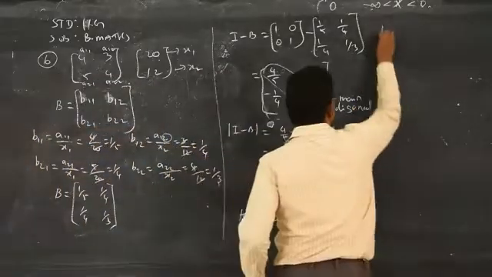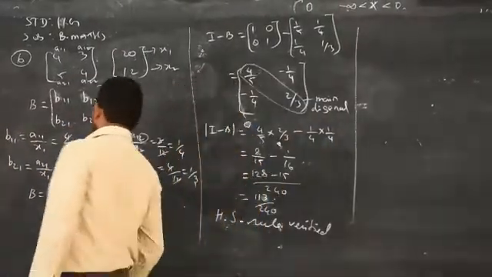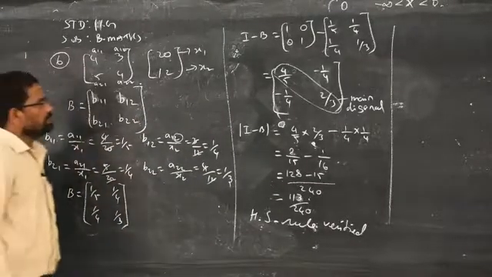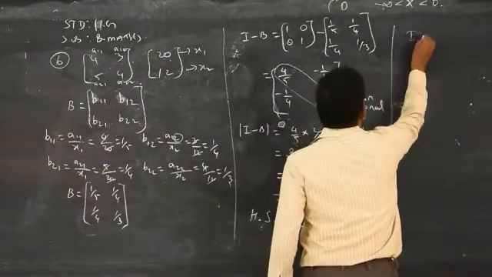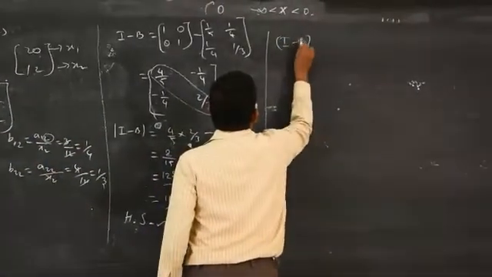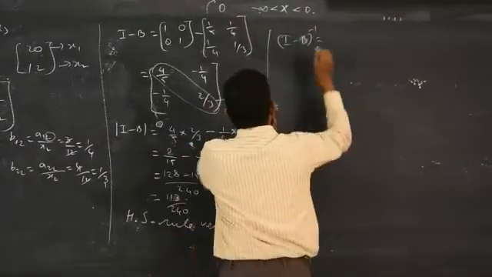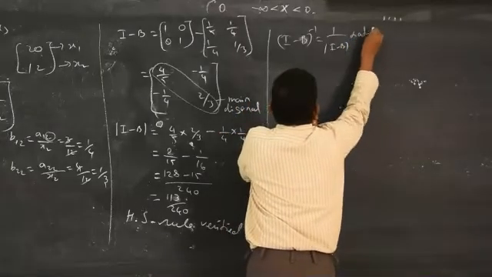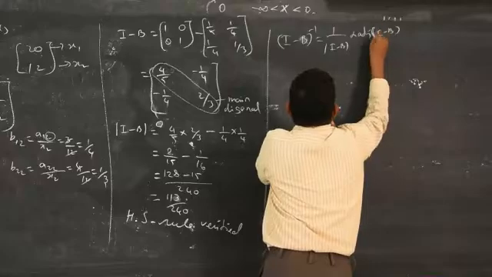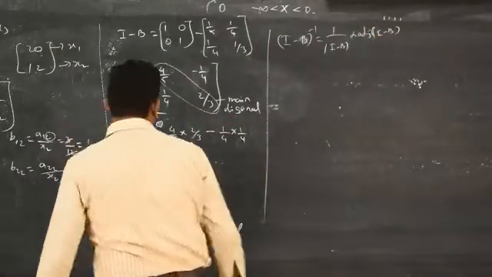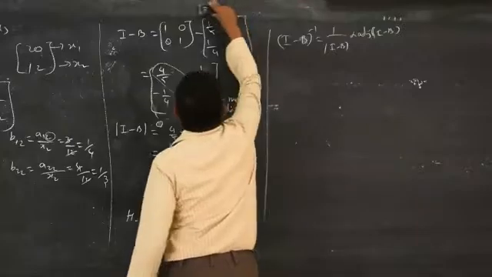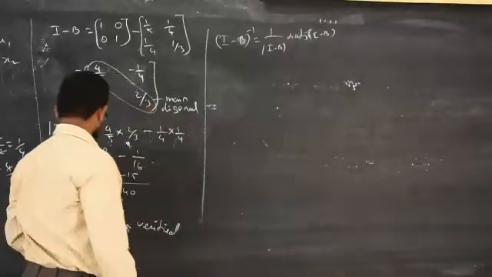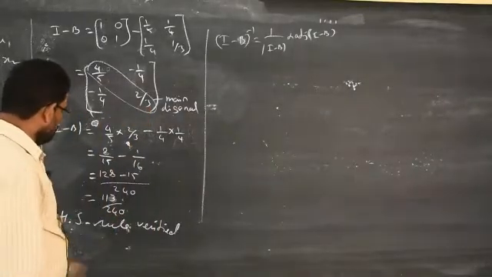So, you have to find now I minus B inverse, the I minus B inverse matrix. What is the formula to find the inverse matrix? 1 by determinant of the matrix into adj of I minus B. So, this is the formula, like A inverse. So, I know the determinant of I minus B. I got the answer 113 by 240.